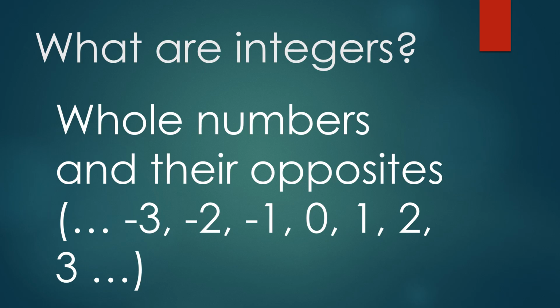Okay, so when I say integers, it is whole numbers and their opposites. Example, negative 3, negative 2, negative 1, 0, 1, 2, and 3. Of course, the opposite of 1 is negative 1. The opposite of negative 2 is 2, and so on.